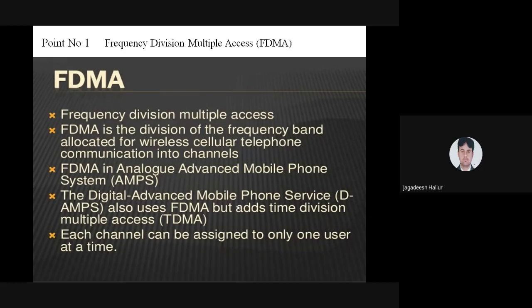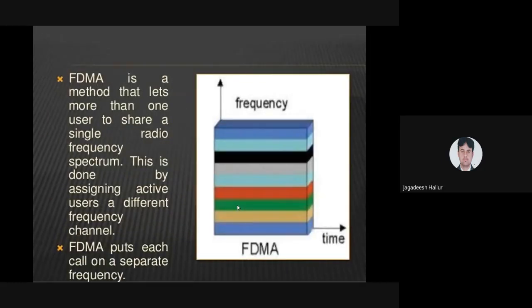How does the diagram look for frequency division? You can see the graph, which is frequency with respect to time. You have to divide the frequency among individual users. Different colors have been shown. The frequency has to be divided on the frequency plot, and a specific band of frequency has to be allocated for each user, for each network. That has to be decided in frequency division multiple access.